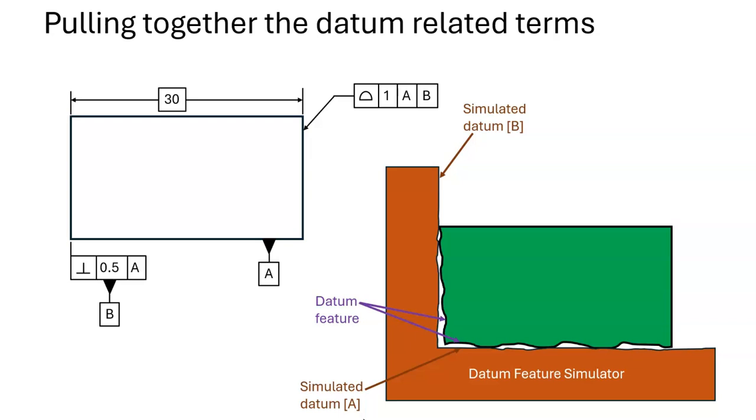Datum feature A will contact simulated datum A on at least 3 points. Datum feature B will contact simulated datum B on at least 2 points.